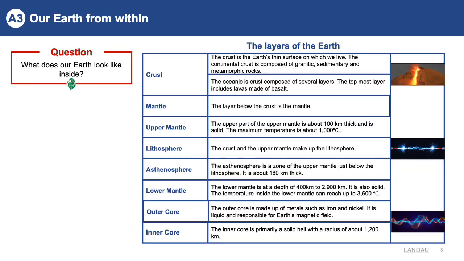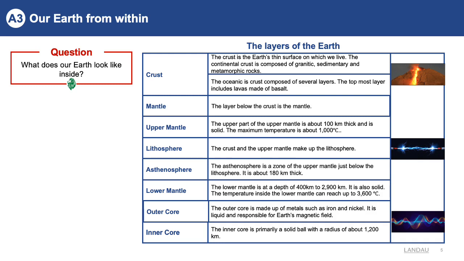Here is a table that defines the layers of the Earth. The crust is the Earth's surface on which we live. It is made of solid material. There are 2 different types of crust, continental crust and oceanic crust. The continental crust is composed of granitic, sedimentary, and metamorphic rocks. It can be up to 50 kilometers thick.